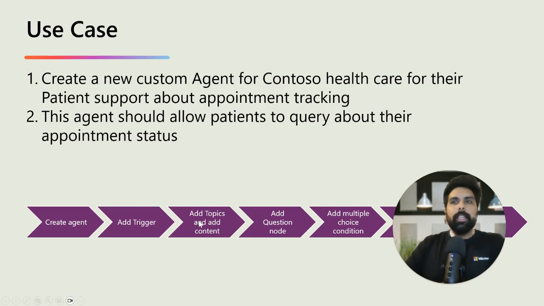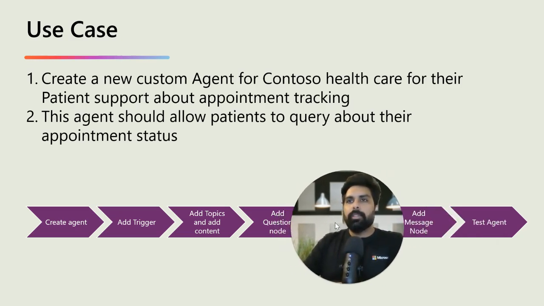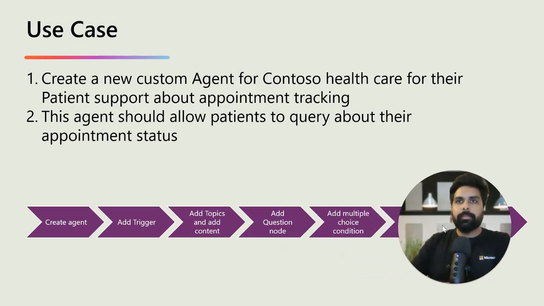In this, the key activities we will be doing are creating an agent, adding the trigger for that agent, adding topics, and adding content, questions, and multiple choice questions. Let's say talking about the appointment, whether it is confirm an appointment, reschedule an appointment, or cancel an appointment. And then we will be adding a message node in the response of each of the conditions, and then we will be testing our agent. So without further delay, let's log into Copilot Studio and see how we can build this particular agent.